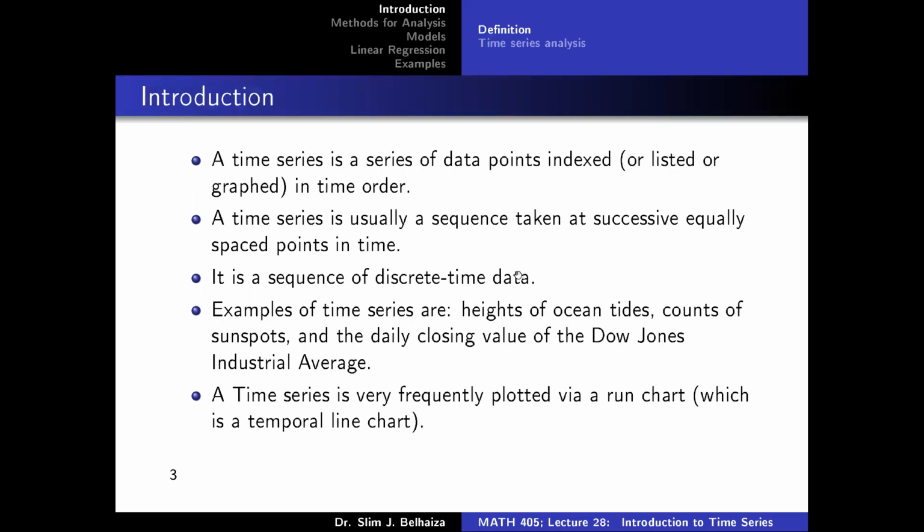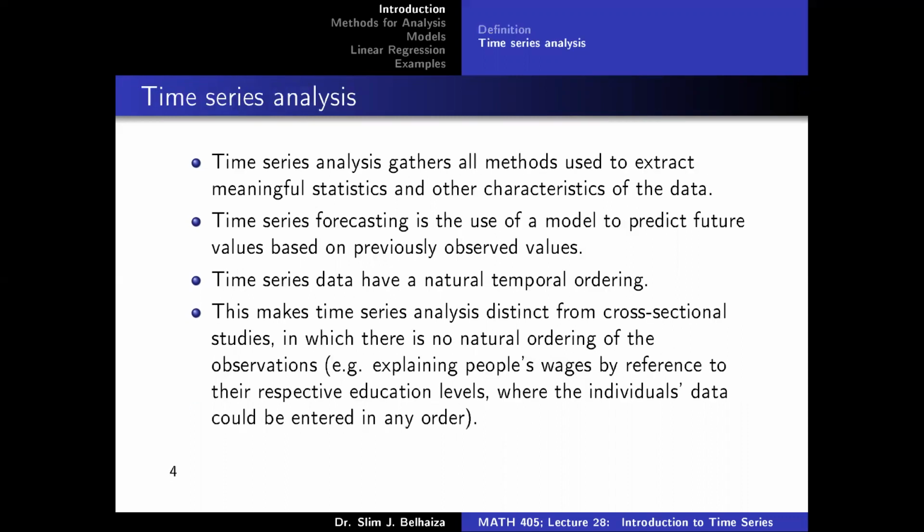So first of all, as an introduction, I would say that time series, in fact, are series of data points indexed or listed or ordered in graphs in time order. A time series is usually a sequence taken at successive equally spaced points in time. It is a sequence of discrete time data. So examples of time series are heights of ocean tides, for instance, counts of sunspots, and the daily closing value of the Dow Jones Industrial Average. A time series is very frequently plotted via a run chart, which is a temporal line chart.